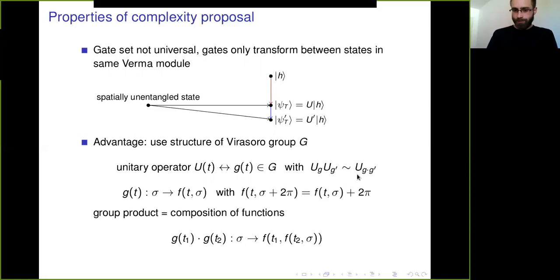And of course, the Virasoro group is, as I hope every one of you knows, the group of conformal transformations, so of maps sigma going to some function f of t and sigma. And these functions must of course be diffeomorphisms. And then the group product is given by composition of functions. So multiplying two of these group elements together is equivalent to applying these conformal transformations one after the other.